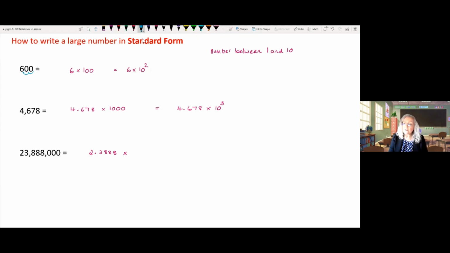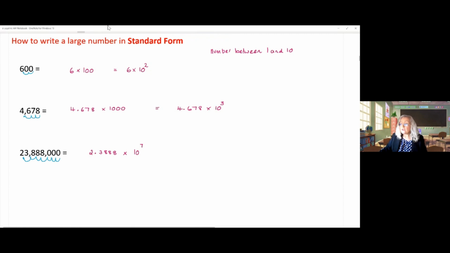With 4,678, I would have wanted the decimal place after the 4. So I would have had to move this number 1, 2, 3 times in order to get the correct place value. Now with this one, I want it to be 2.3888. So I would have to move this number 1, 2, 3, 4, 5, 6, 7 times in order for the 2 to be in front of the decimal point. So this one is going to be 2.3888 multiplied by 10 to the power of 7.